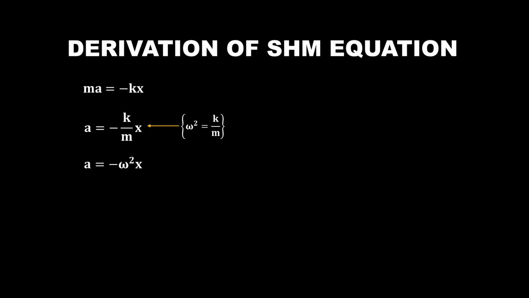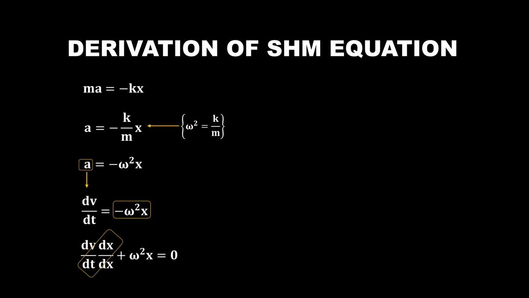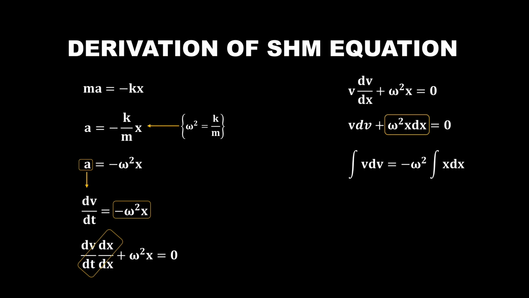Now, this acceleration can be written as dv/dt. Bring this to the left-hand side. Now multiply and divide by dx to this term. Here, dx/dt is nothing but velocity. Therefore, we can write v dv/dx + ω²x = 0. Now just multiply dx on both sides. We get this. Just bring this term to the right-hand side.